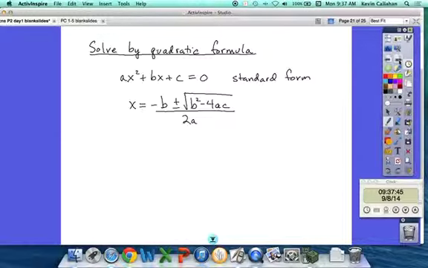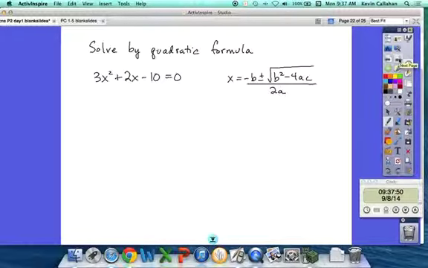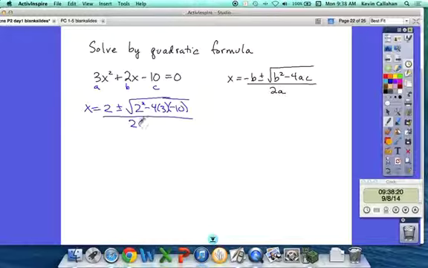It's also here if you need to write it. So, for example, in this problem, what are the values of A, B, and C? This is the A, this is the B, this is the C. So plugging into that formula, x equals 2 plus or minus the square root of 2 squared minus 4 times 3 times negative 10, divided by 2 times 3.